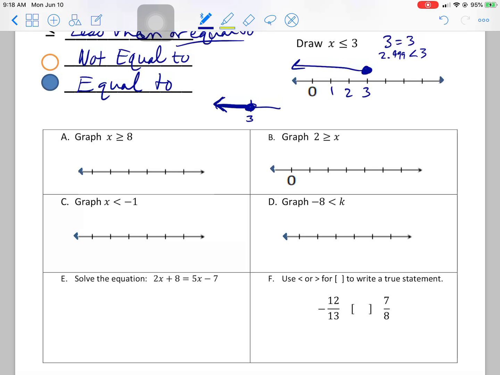All right, this says x is greater than or equal to 8. So you can start anywhere on the line here. So if that's 8, then that's 7, that's 6, 9, 10, whatever. So it can be 8, so that's a solid circle, and then it can be anything greater than that.